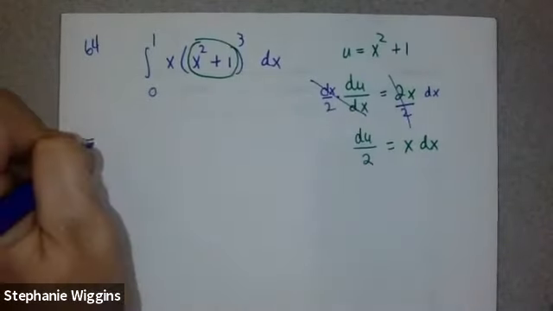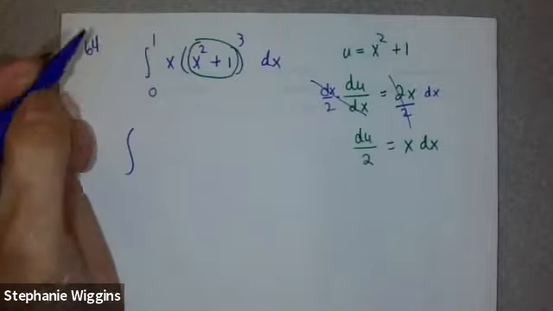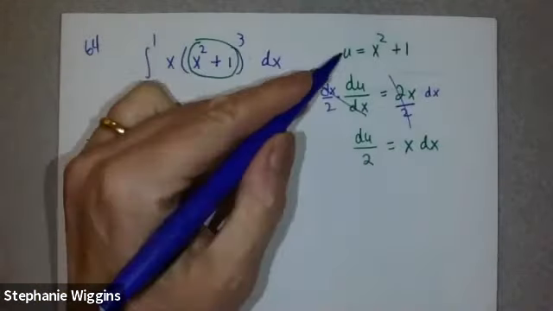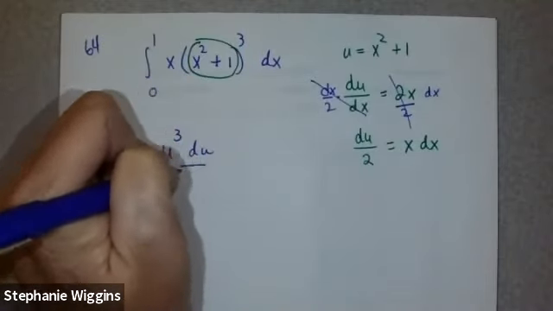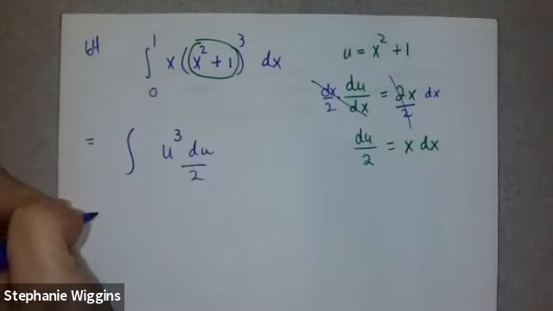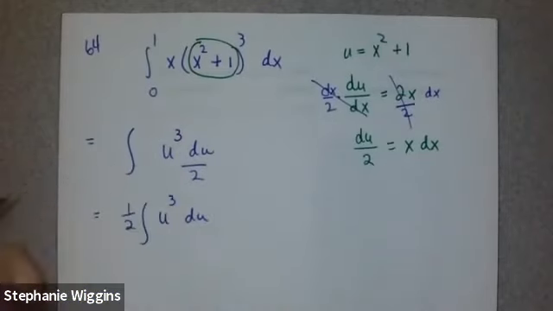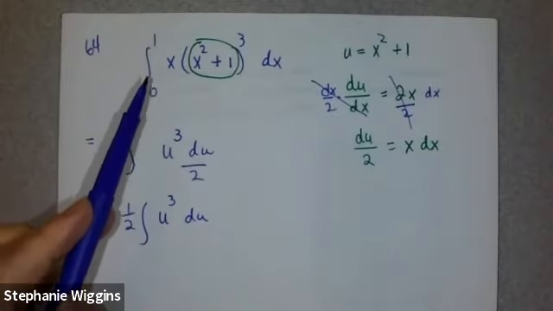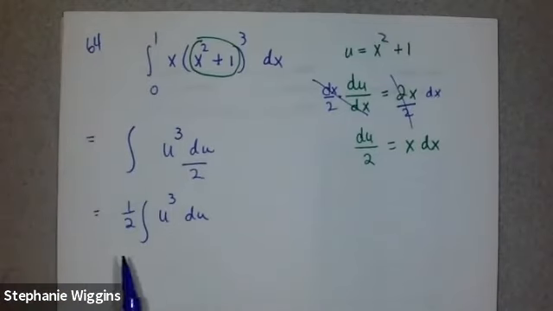Now I can replace x dx with du over 2, and x squared plus 1 gets replaced with u. So I have the integral of u cubed du over 2, and I can pull that 1/2 out front. So this is 1/2 times the integral of u cubed du. Now, I still have to do the limits, right? Because these values up here, 0 and 1, are x's, and I want u's because I'm integrating with respect to u. So I have to convert them.